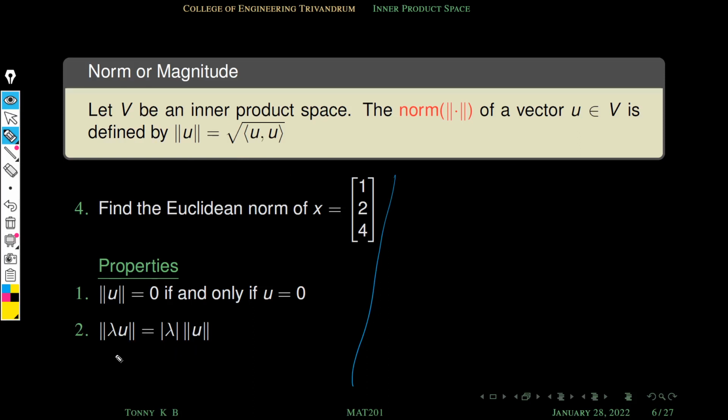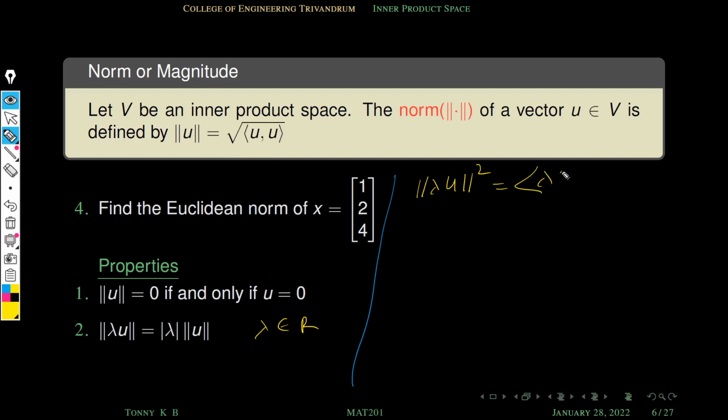Okay, next property. Norm of lambda u is equal to mod lambda into norm u. This is the modulus of lambda. We assume that lambda is a real number. To prove this result, we consider norm of lambda u square. By definition, what is norm of lambda u square? We know that norm of lambda u is equal to the square root of the inner product of lambda u with lambda u. So this is squared, and you can remove the square root.